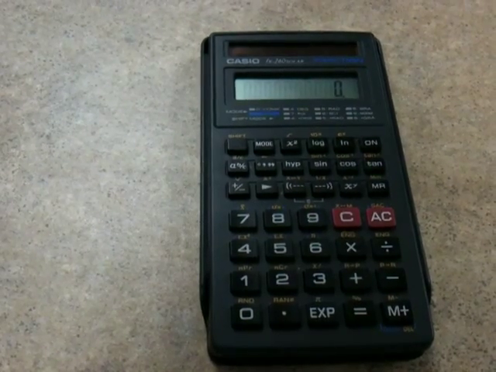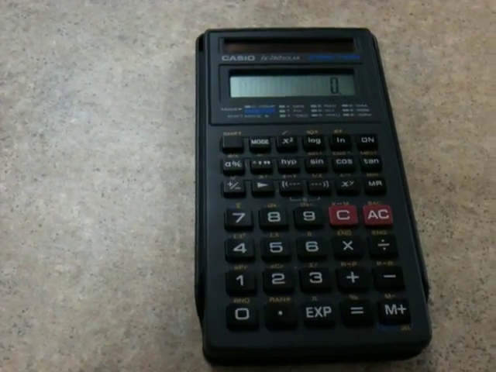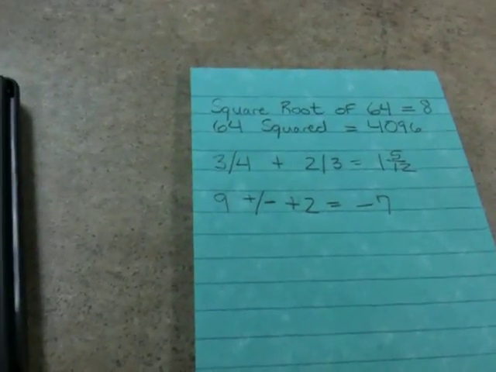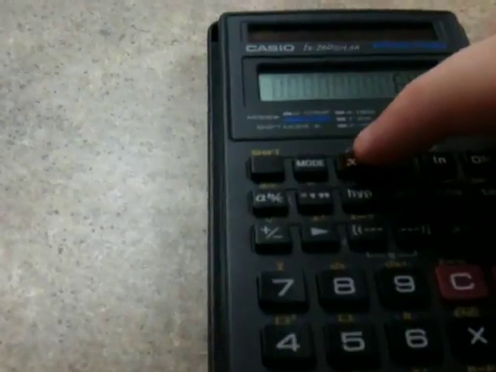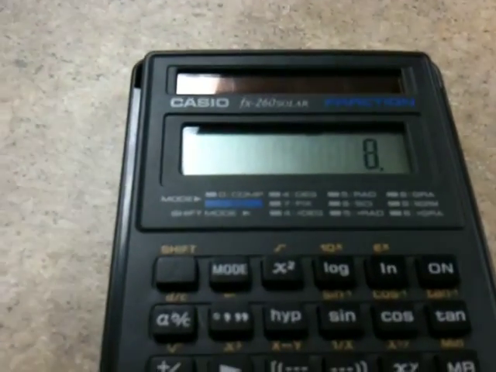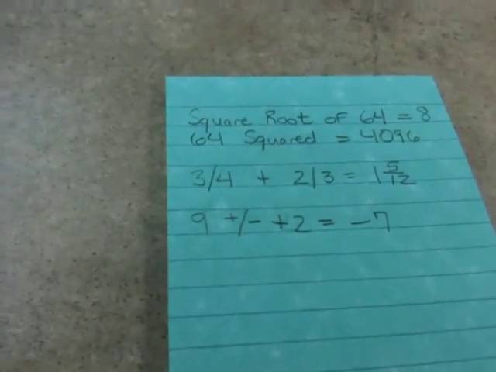I'm going to show you some basic calculations with the standard GED calculator based on this sheet right here. Now, in order to get the square root of 64, what you'll do is you'll enter 64, and then you'll go up here and press the shift button, and then you'll press this button, which is the X2. You'll get 8.